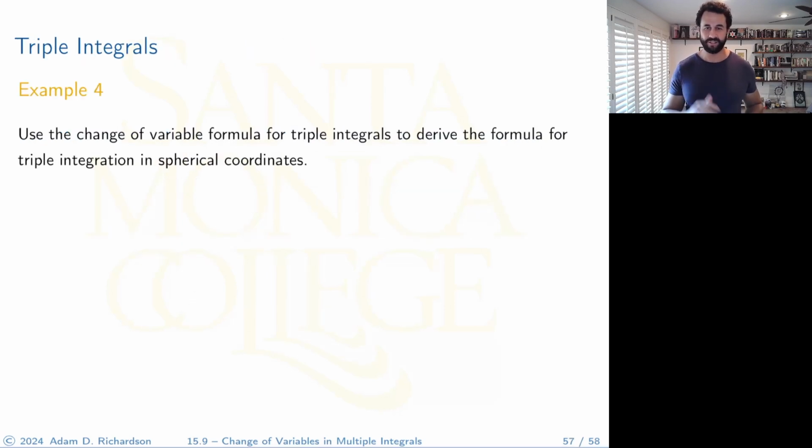Here's the challenge. Use the change of variable formula for triple integrals to derive the formula for triple integration in spherical coordinates. So verify the formula that we got for spherical coordinates in the previous section, 15.8, all right? And that's what we're going to do in the activity. So let's go. Let's go.